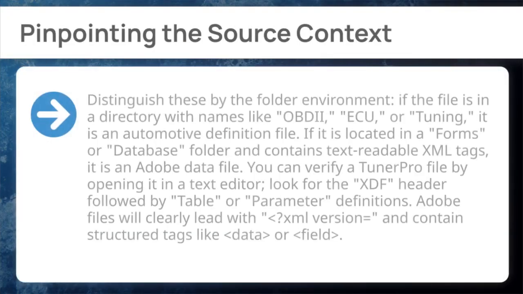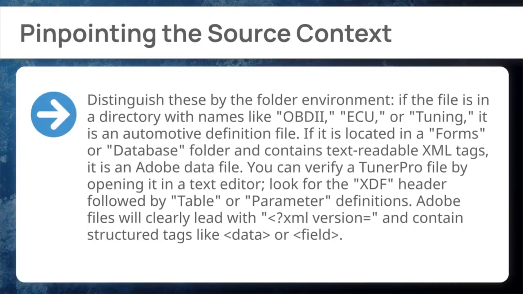First, pinpointing the source context. Distinguish these by the folder environment. If the file is in a directory with names like OBD, ECU, or tuning, it is an automotive definition file. If it is located in a forms or database folder and contains text-readable XML tags, it is an Adobe data file. You can verify a TunerPro file by opening it in a text editor. Look for the XDF header followed by table or parameter definitions. Adobe files will clearly lead with XML.